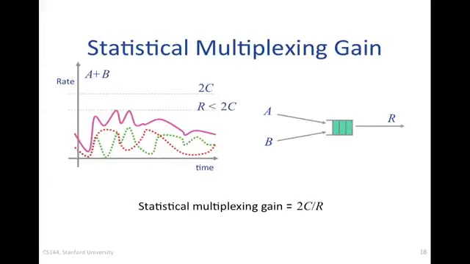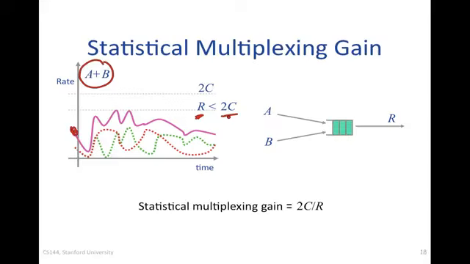Of course, I've made up these numbers. These are just to give us an example. But if we take A plus B here, that was the rate of A plus B, and that's the line in pink. That's this one here. You can see that their combined rate, the rate of the combined flows, R, is quite a bit less than 2C. In other words, less than the sum of the two peaks. So in this case, we would say the statistical multiplexing gain equals 2C over R. It's the benefit that we're getting from summing the two of them.